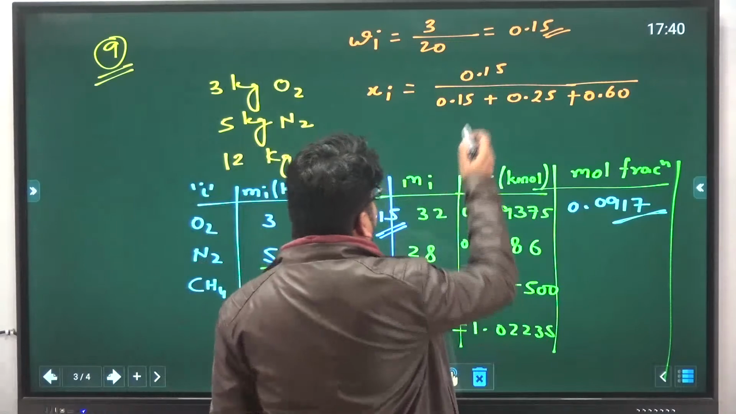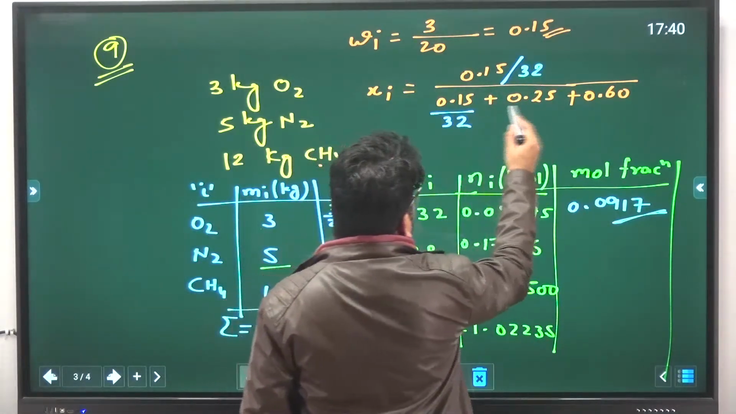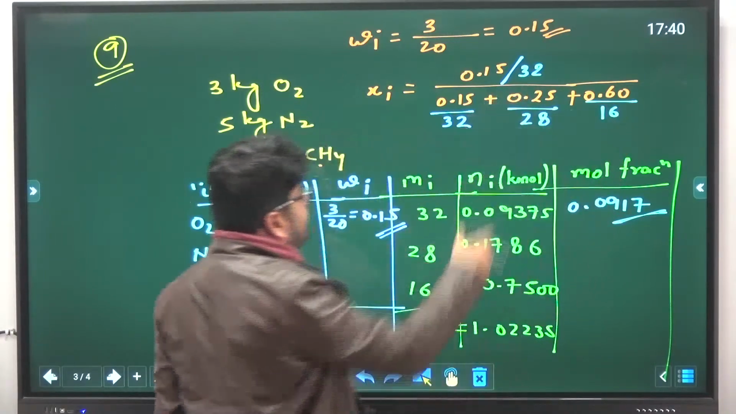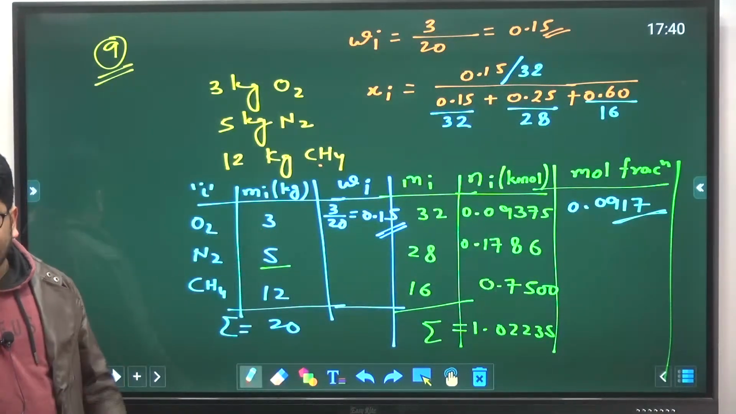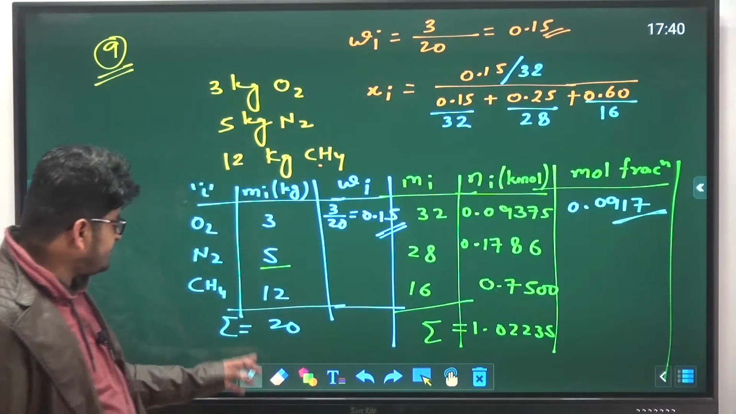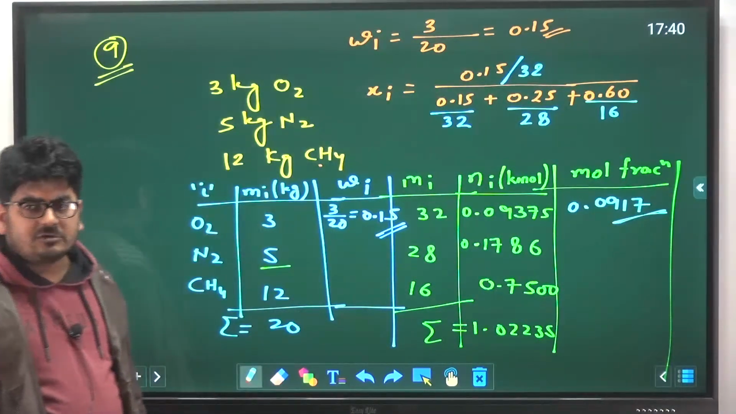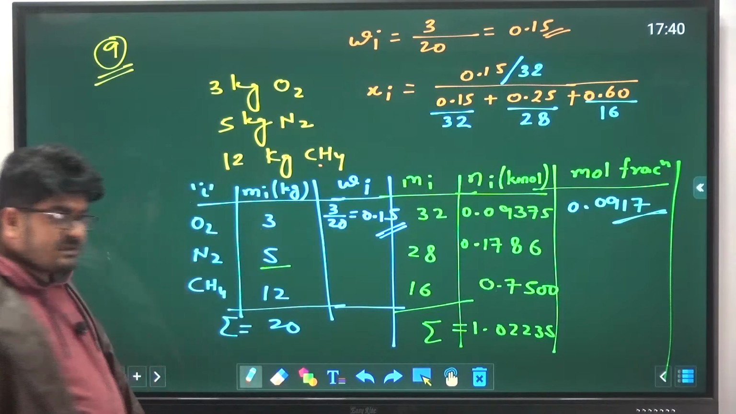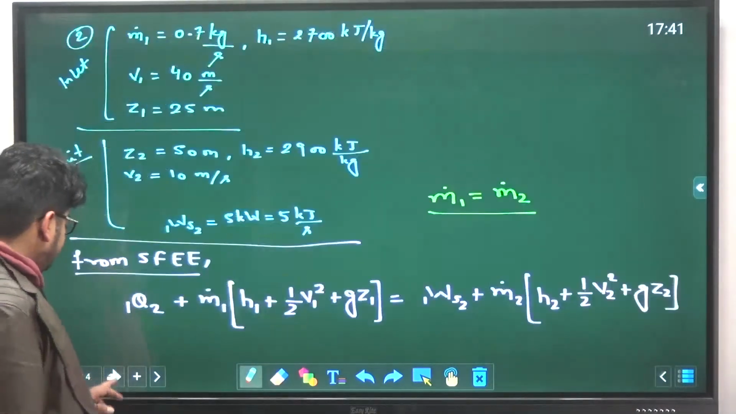Similarly, now here divide them by their respective molecular weights. This is for nitrogen and this is for methane. And after solving this, you will get the same value. So that's how you can do it directly. Although we have discussed the same methods again and again many times in our classes, for the people who are outside the TGC, that's how you can do this. So question 9 is done. Next is question number 16.